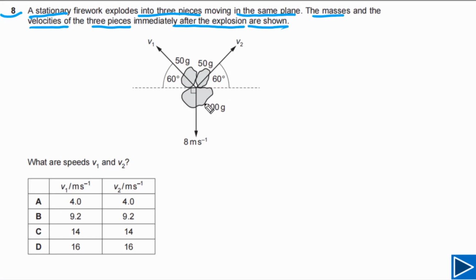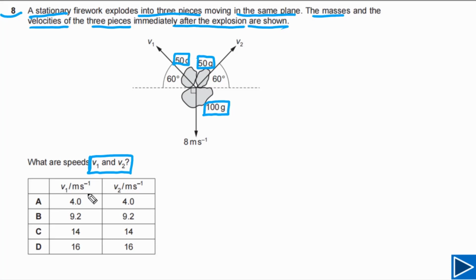So as you can see here, we have one piece whose mass is equal to 100 grams, and the other 2 pieces have masses equal to 50 grams and 50 grams. And the velocities are given and the angle is also given. The question is asking us to calculate the values of V1 and V2.